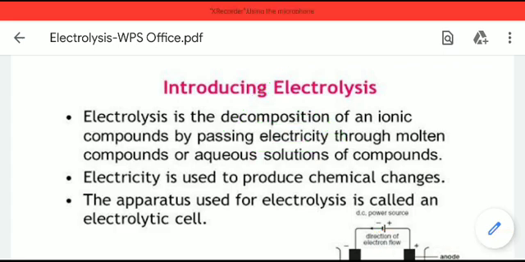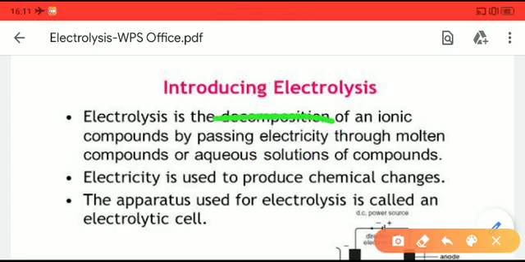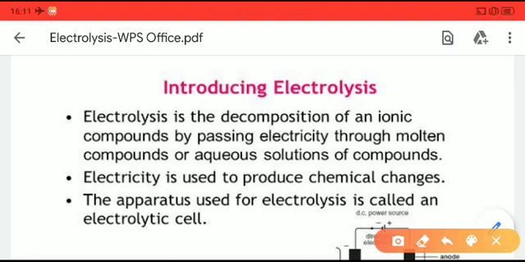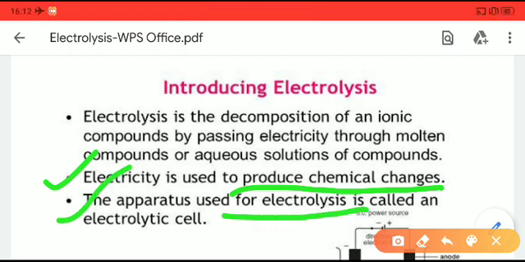So electrolysis is basically the decomposition of an ionic compound by passing electricity through molten compounds or aqueous solutions of compounds. So electricity is used to produce a chemical change. Here a chemical reaction is occurring, because when we treat the aqueous solution or molten phase of ionic compounds, they get decomposed. As decomposition is a chemical change, electricity is used to produce a chemical change, and the apparatus used for electrolysis is called an electrolytic cell.